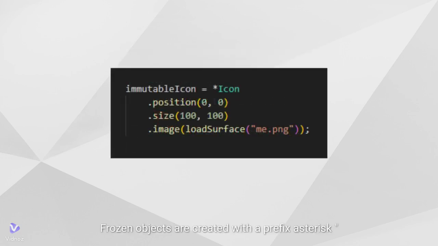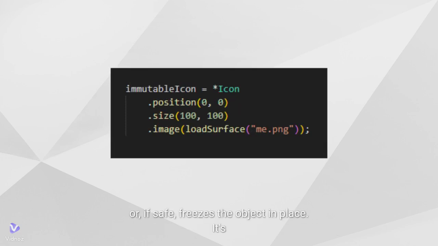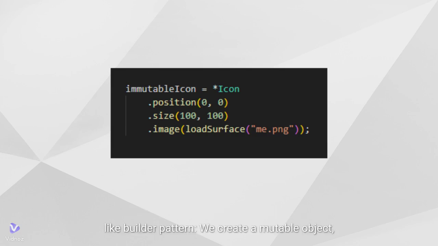Frozen objects are created with a prefix *freeze operator, which creates an immutable copy or, if safe, freezes the object in place. It's like the builder pattern: we create a mutable object, fill its properties, and then freeze. Unlike other languages, you don't need to create parallel mutable and immutable versions of your classes. Objects get frozen per instance.